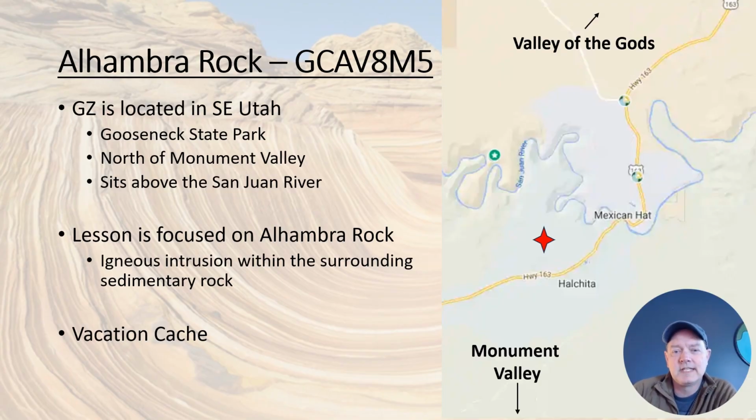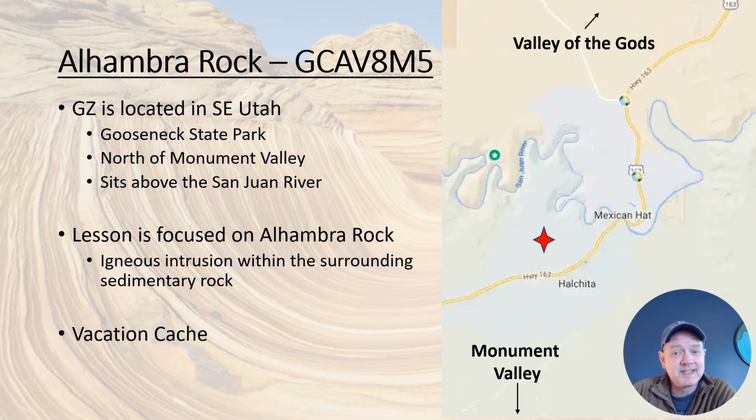What we're going to discuss is Alhambra Rock, GC AV8M5, which is a 1.5/1 cache. The geological feature known as Alhambra Rock is in southeastern Utah, near the Arizona border. Ground zero, though, is located at Gooseneck State Park, a couple miles away. For reference, Gooseneck State Park is north of Monument Valley and along the San Juan River.